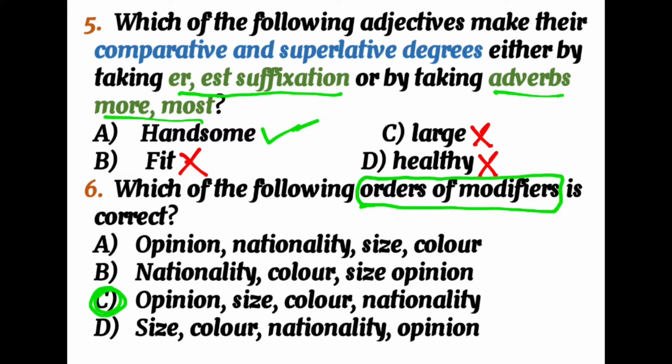Again, you can imagine your own sentences. For example, imagine, can you say beautiful, Indian, large, blue, bird, or Indian, blue, large, beautiful bird? No, this is the correct option. A beautiful, large, red Indian bird, right? This is the correct option.